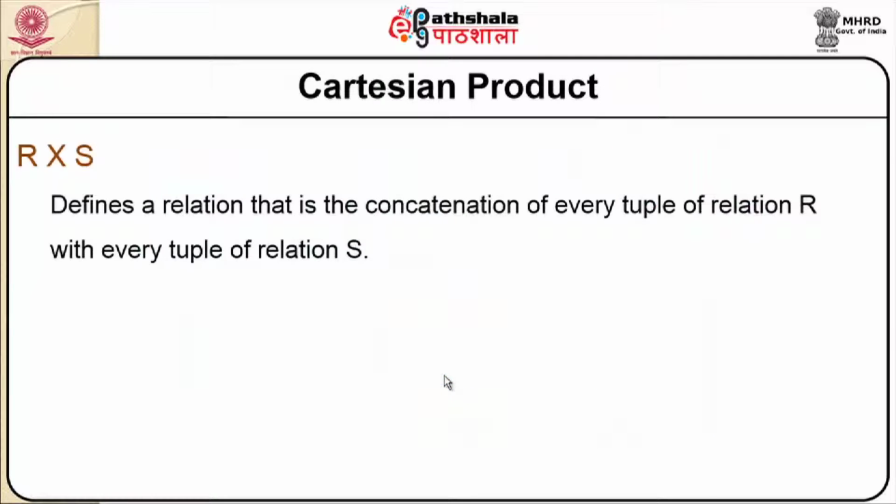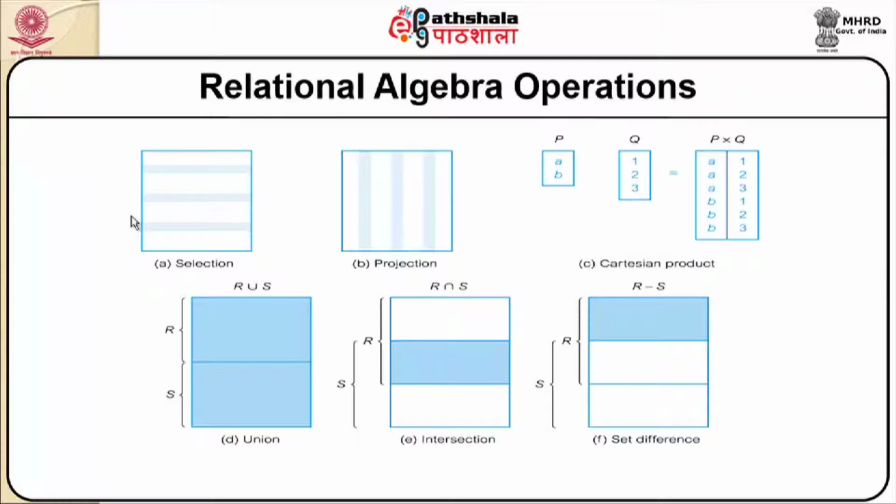In the previous session, what we looked at was a Cartesian product between two different sets. Now, we repeat it with the relational algebra operator between two different relations R and S. The Cartesian product is expressed as a cross between two relations R and S. This defines a relation that is the concatenation of every tuple of relation R with every tuple of relation S.